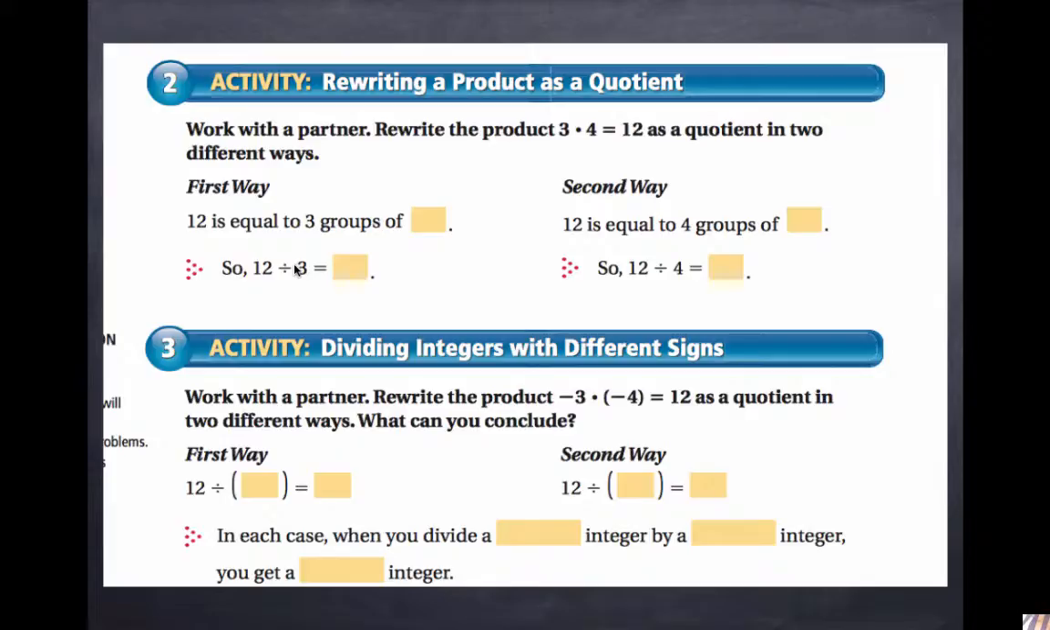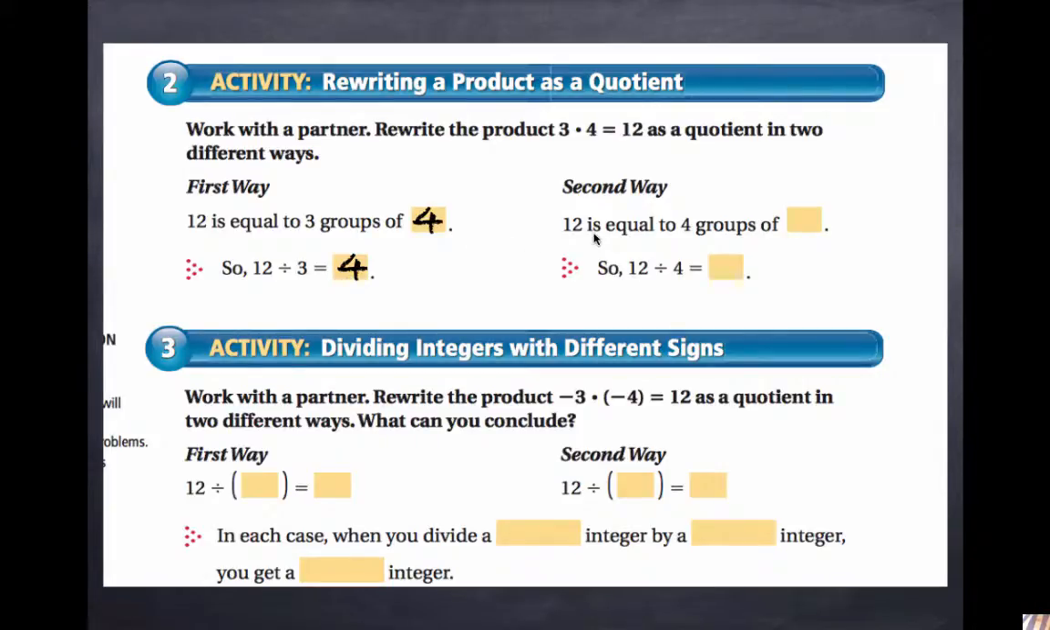Welcome back. So the first way, 12 is equal to 3 groups of 4. So basically what you're doing is you're taking the 3 times 4 is equal to 12 and rewriting it as 12 is equal to 3 groups of 4. And so when you put it in a division problem, it looks like this: 12 divided into 3 groups, in each group is 4.